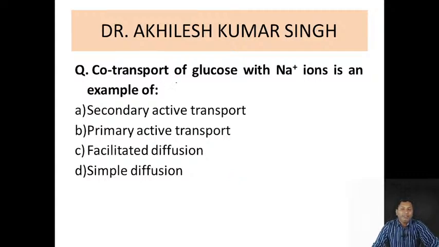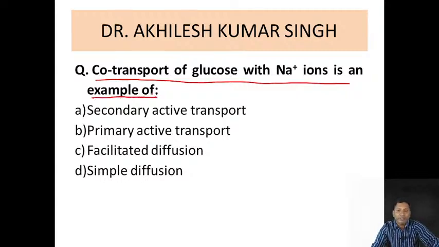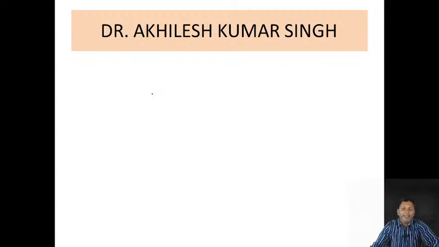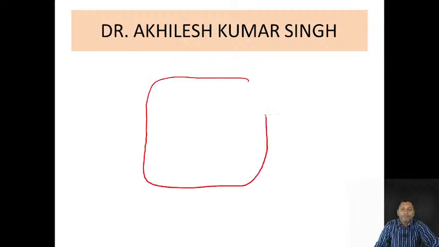This is one of the very frequently asked questions. Co-transport of glucose with sodium is an example of what? I will explain this here with a diagram. I am making the diagram here. This is the diagram of a cell, right? And in this cell, there is one pump. This pump will throw out 3 sodium out of the cell and bring 2 potassium inside the cell.